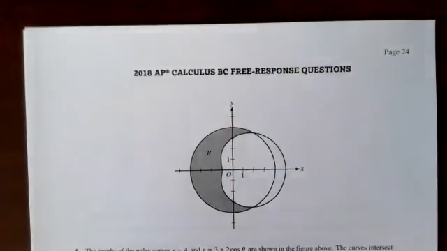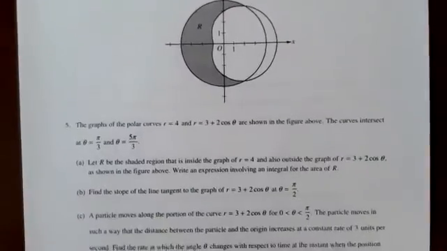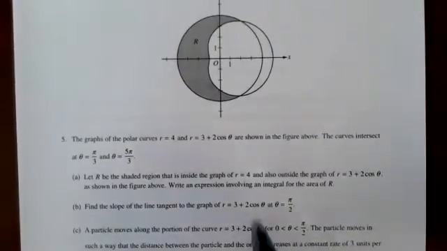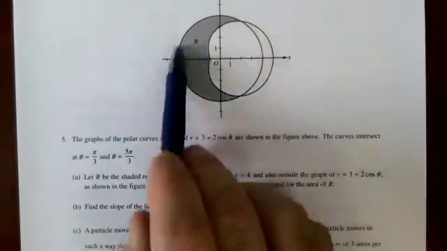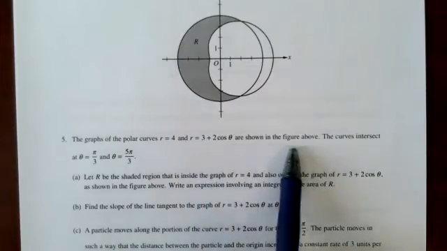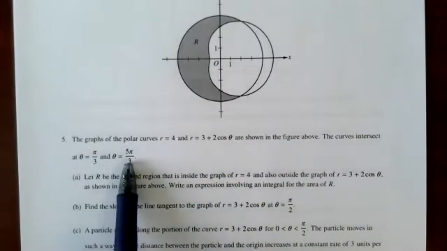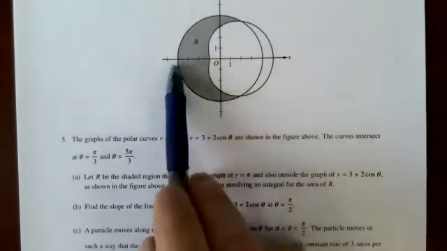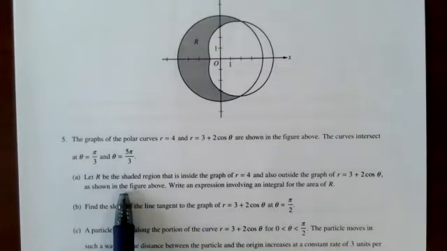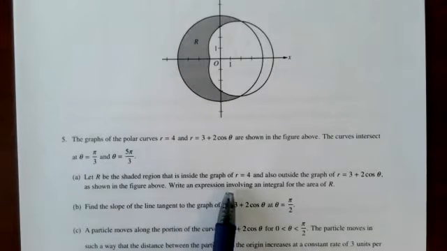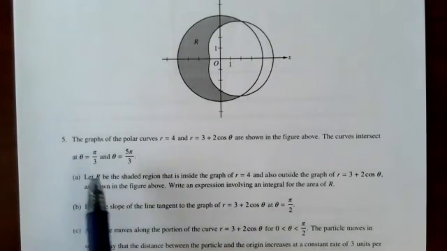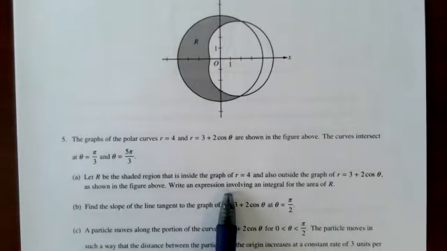All right, back to 2018. Graphs of the polar curves r equals 4, that's the circle here, and r equals 2, and the curves intersect. Hey, check it out. That was nice of them to say that. Pi over 3, 5 pi over 3. Let R be the shaded region inside the graph. Notice we don't have a calculator. It's probably going to be right. Don't solve.